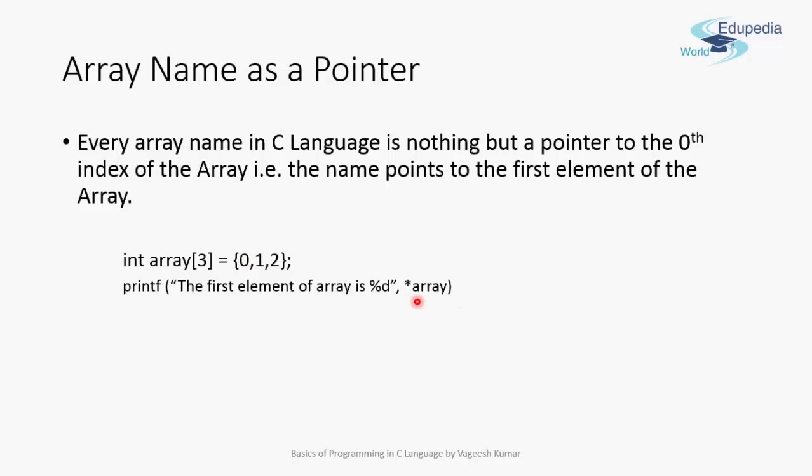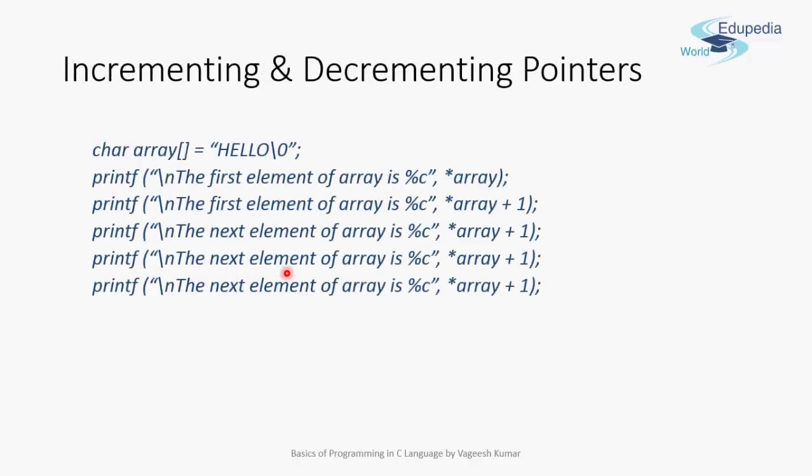Because array is the name of this array, and the array name points to the first element, or the 0th index, of the array. At the 0th index this particular value is stored, and we are using the value-of operator, so it will print 0. If we do not give this value-of operator, the array name will print nothing but the address of the memory location at which this value is stored.